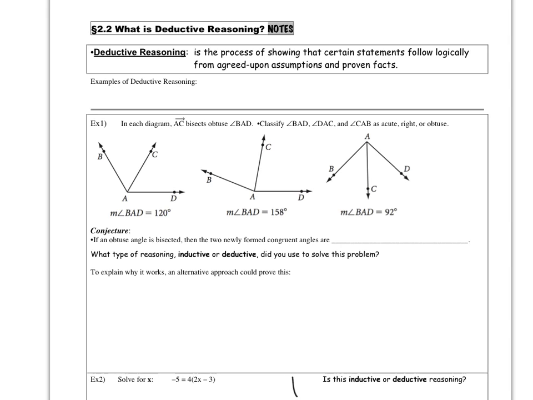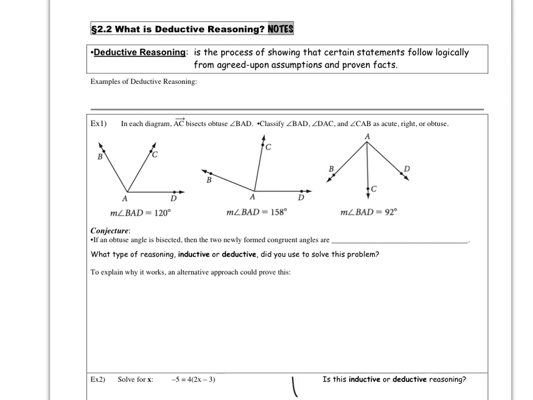Up at the top, it talks about deductive reasoning, which is the process of showing that certain statements follow logically from agreed upon assumptions and proven facts. So notice it's proven. We are not just observing and making a statement like we were yesterday. Like we know this to be true. This is a principle. This is a definition. This is a concept. These are things that we already know to be true.